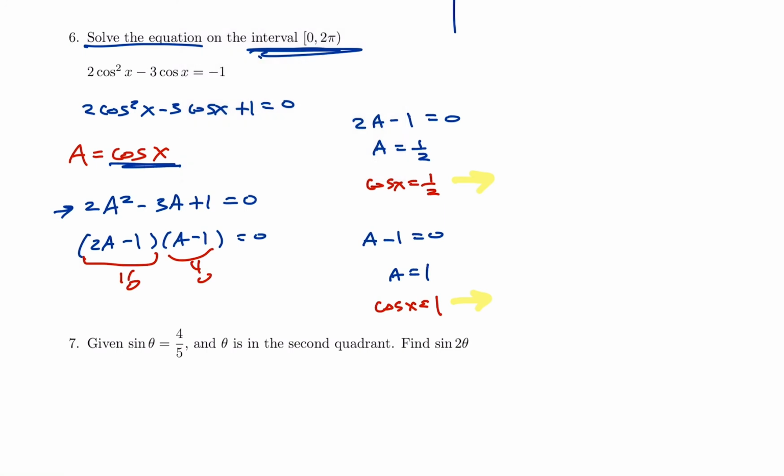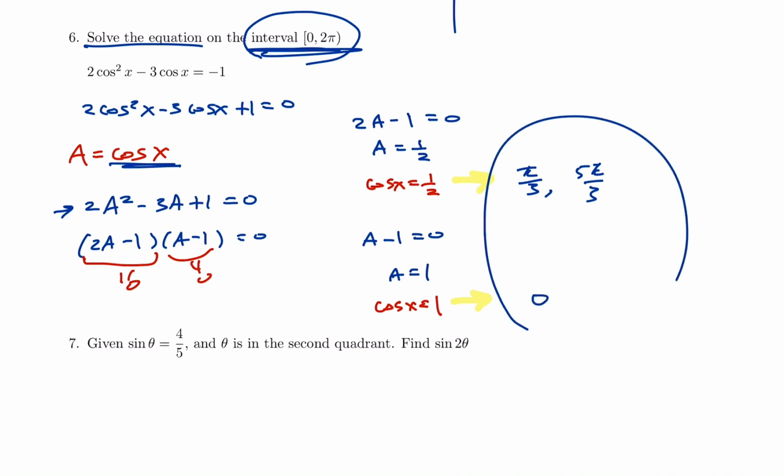Again, it's restricted, 0 to 2 pi, so we have to only look at those values from the unit circle. Otherwise, again, we have to add 2 pi k to each of the answers we find. So here from the unit circle, we get pi over 3 and 5 pi over 3. And for cosine to be 1, it has to be 0 radians. So these three are the answers for this problem.